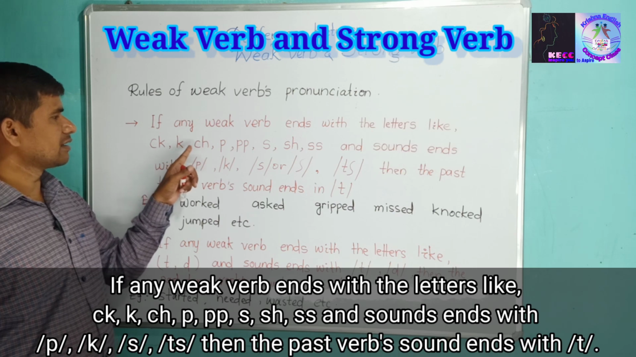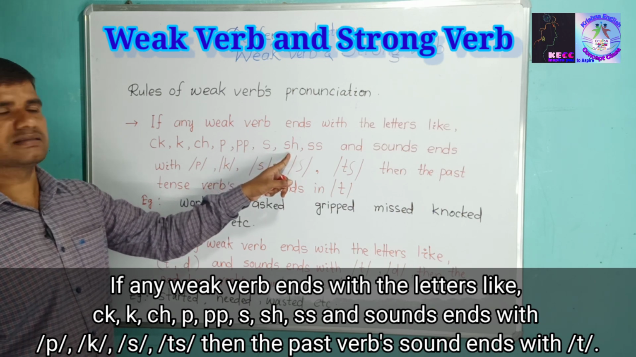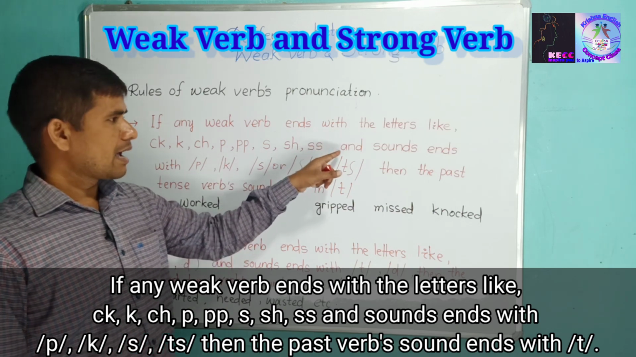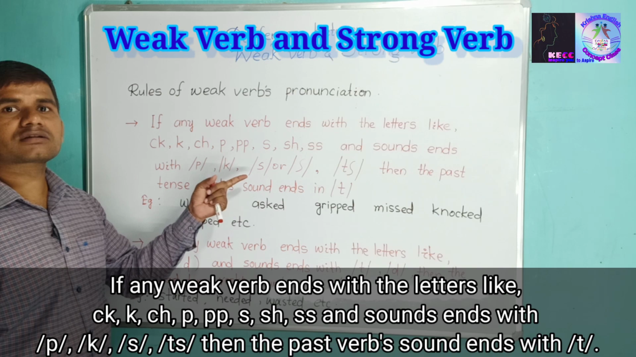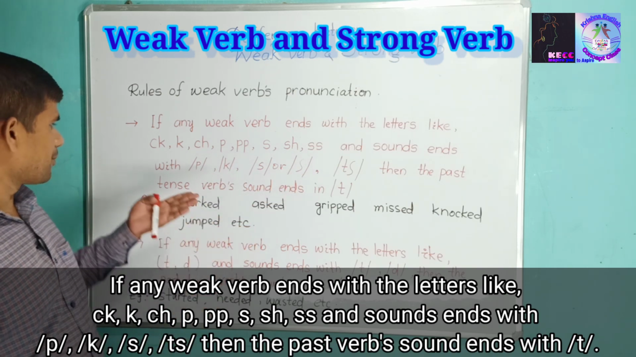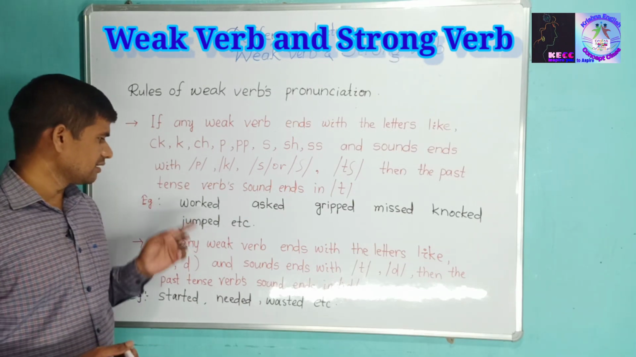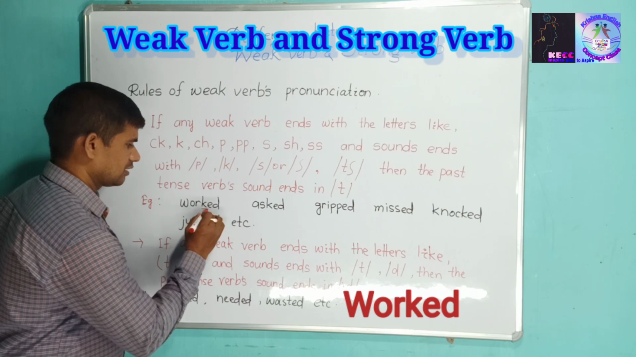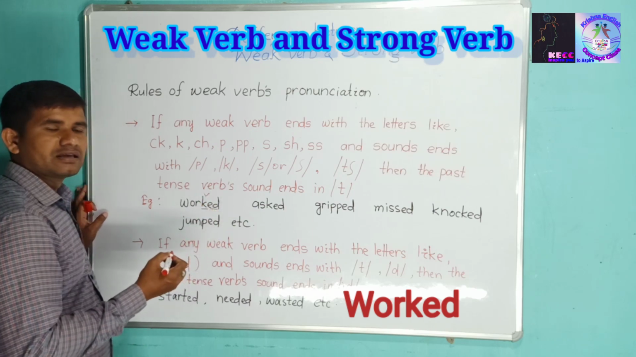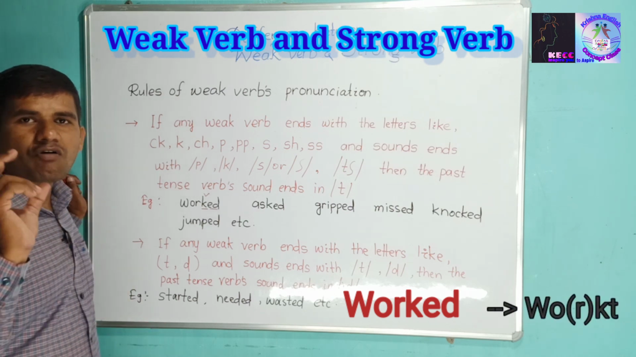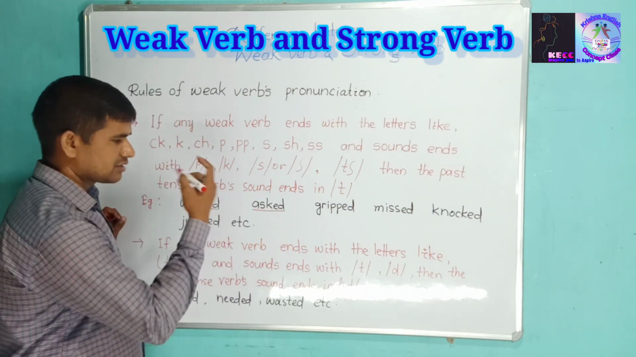CK, K, CH, P or PP, S, SH, SS, okay, and sounds ending with P, K, S, Sh, then the past tense verb sound ends in T. For example, see, work. Here the end letter is K and it was added with ed. So its pronunciation is worked, worked.